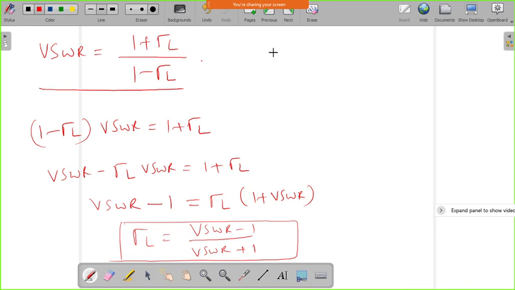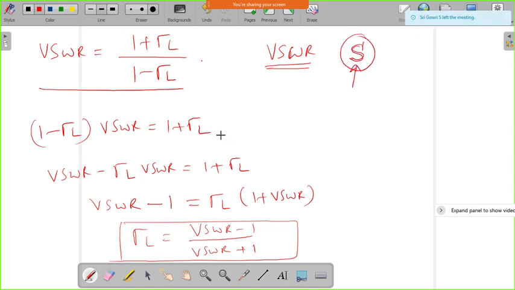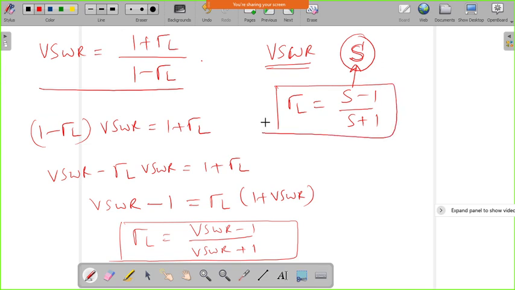Since the notation of voltage standing wave ratio is very long, generally we can represent it by S. So we can write gamma L as S minus 1 divided by S plus 1. This is also how we write it for the voltage standing wave ratio.